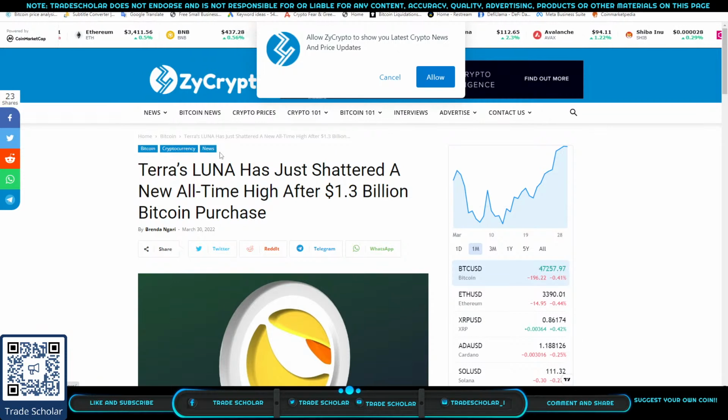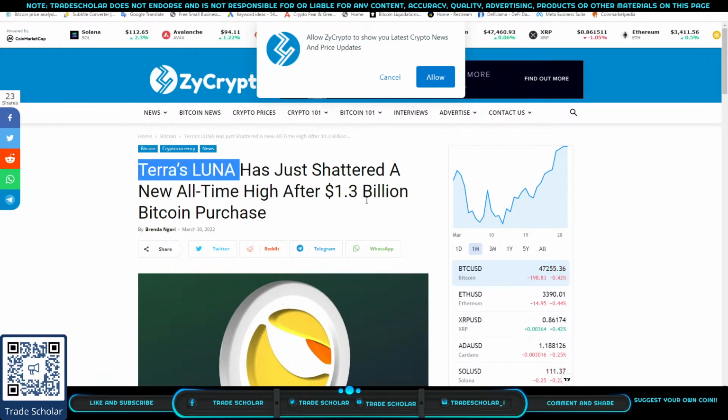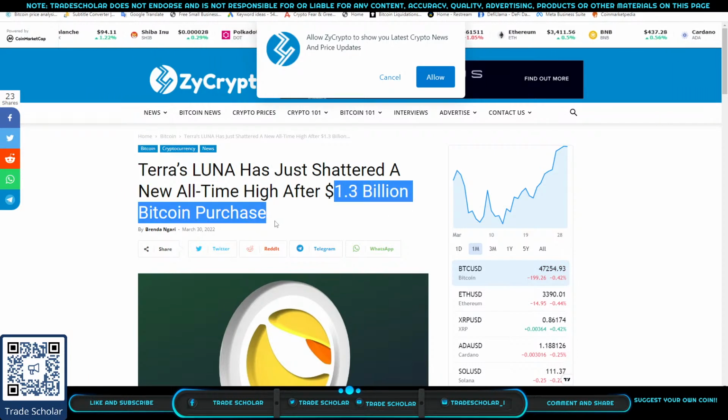Terra Luna has just shattered a new all-time high after a 1.3 billion Bitcoin purchase. So you want to pump your coin? Just hodl 1.3 billion in Bitcoin. If you are going to create your own coin, make sure in your assets you have Bitcoin, so you have a store of value, a balance related to Bitcoin. For example, if you have Luna, then you hodl Bitcoin with your company, so it will shoot up your Luna's value.